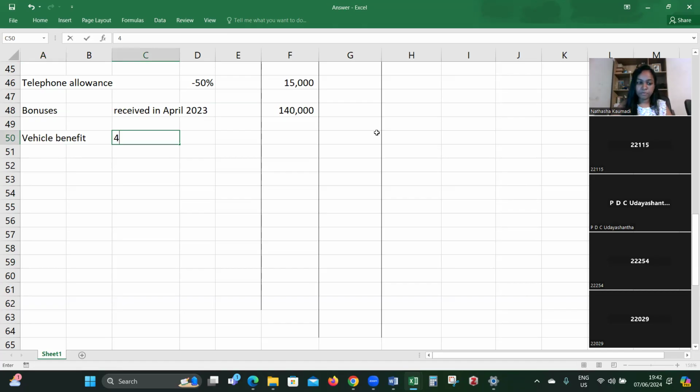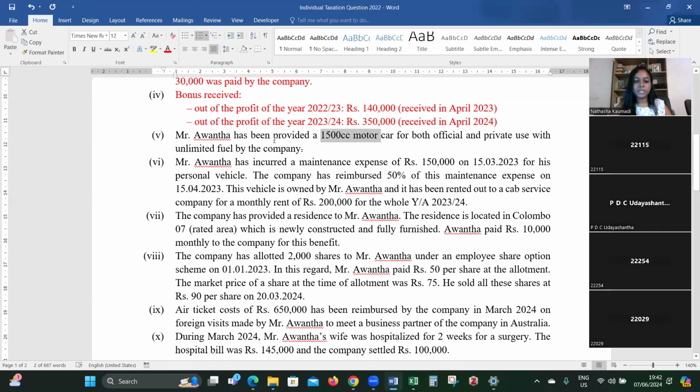Monthly, 40,000. 20,000 plus 20,000, right? Vehicle and the fuel multiplied by 12, for the whole year. The benefit is 480,000. You can correct me if I'm making any mistakes with the numbers. 480,000. That is the benefit. Right. I hope that's clear. That point is also done.